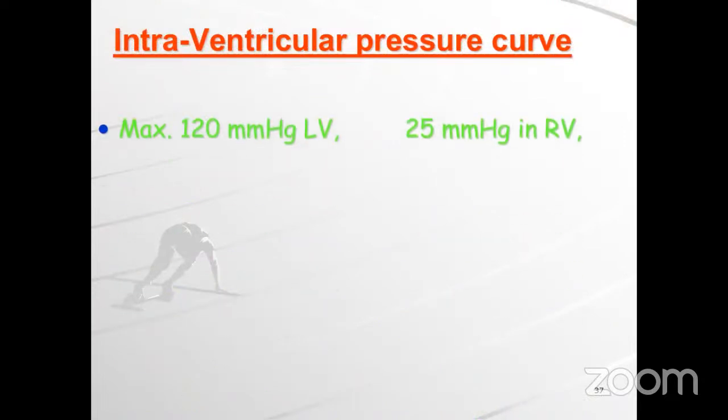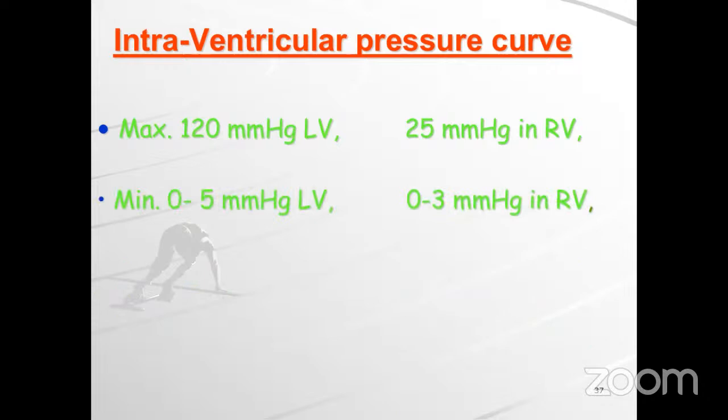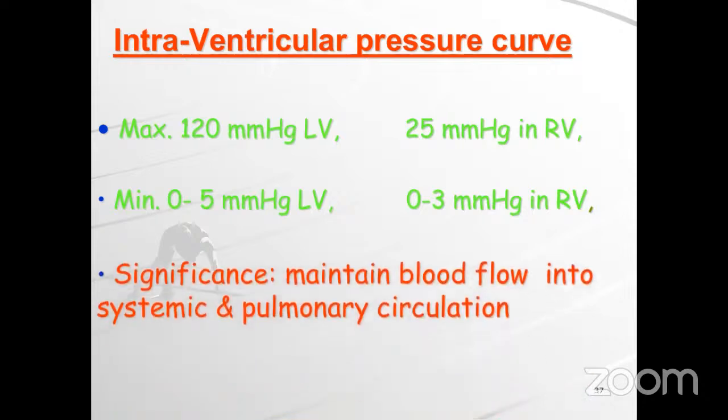Next, coming to the intraventricular pressure. The maximum intraventricular pressure is 120 millimeters of mercury in the left ventricle, and 25 millimeters of mercury in the right ventricle. The minimum pressure in the left ventricle is 0 to 5 millimeters of mercury, and in the right ventricle it is 0 to 3 millimeters of mercury. This intraventricular pressure helps to maintain the blood flow into the systemic and pulmonary circulation.